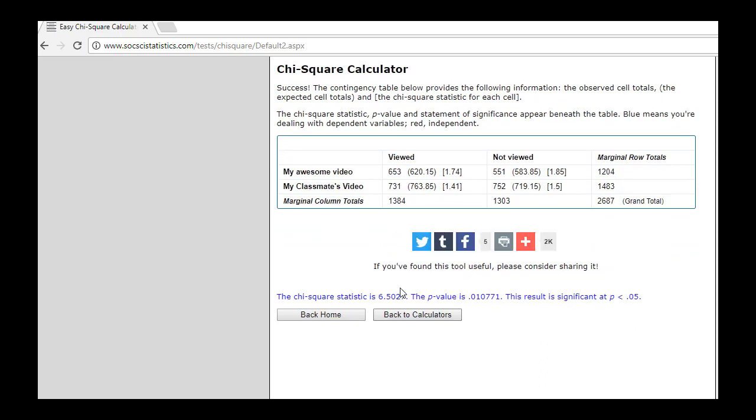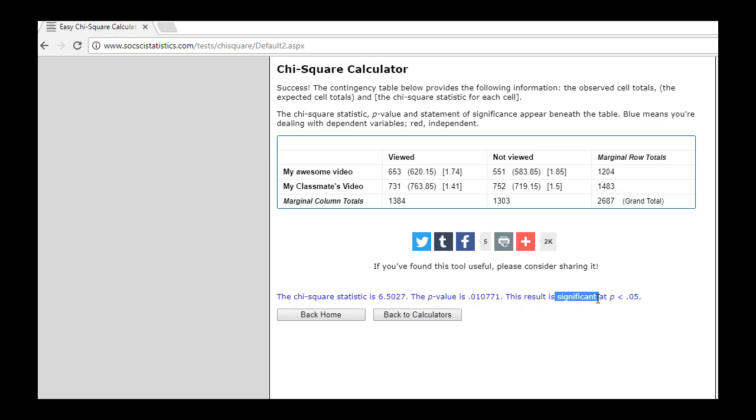In this particular case, it'll give you the chi-square as 6.5. It will tell you the p-value. If that p-value is less than 0.05, then the result will be significant. What that means is that there really is a difference in those view-to-impression ratios.